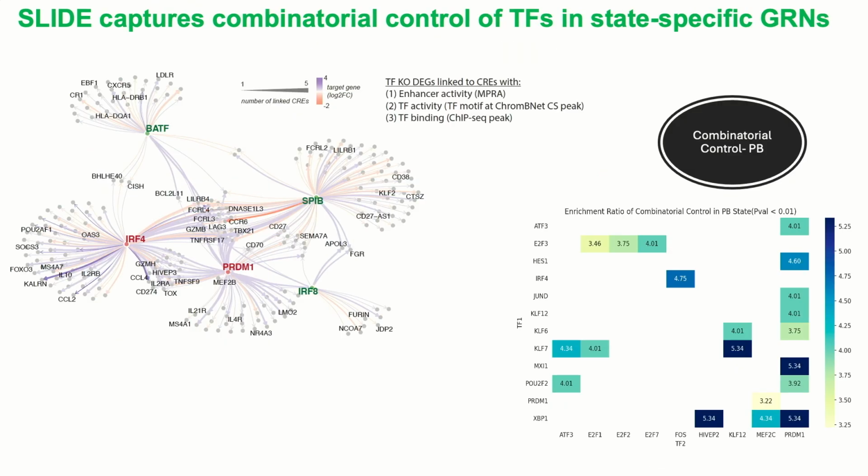But what is more biologically interesting is SLIDE captures combinatorial control of transcription factors in state-specific GRNs. So we can superimpose these context-specific cellular programs that we learn with inferred gene regulatory networks to identify combinatorial control of transcription factors. I'm just showing you one example in the PB state, how BLIMP1, actually PRDM1, works with multiple different transcription factors to control the PB state. This is unpublished work, so I'll not talk about it anymore, also in the interest of time.